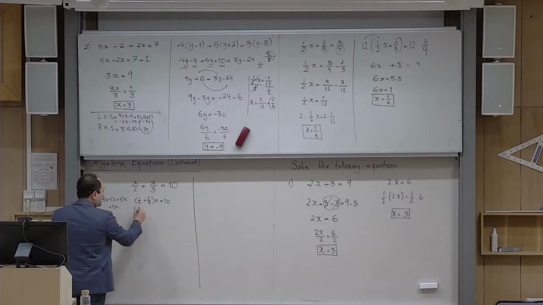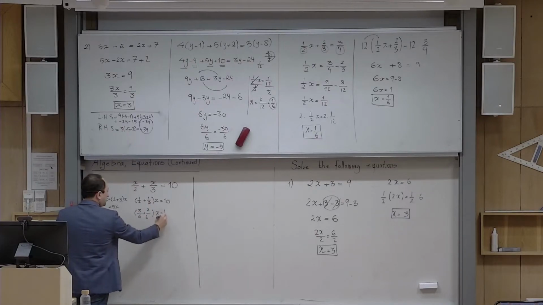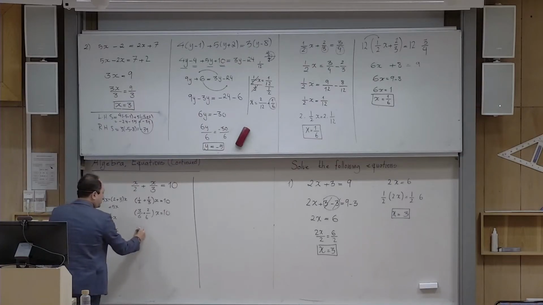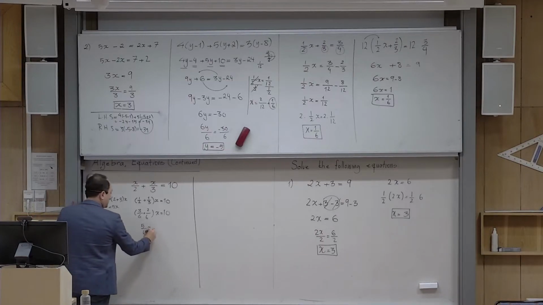So 1 over 2, you have to rescale it. So you just write 6 and 6. And here you have 3 and here you have 2. x is equal to 10. I want you to see what the problems are. And then if you add these two numbers, it becomes 5 over 6 times x is equal to 10.